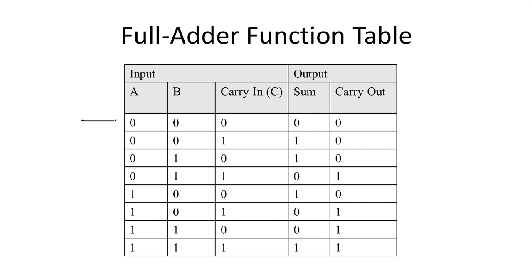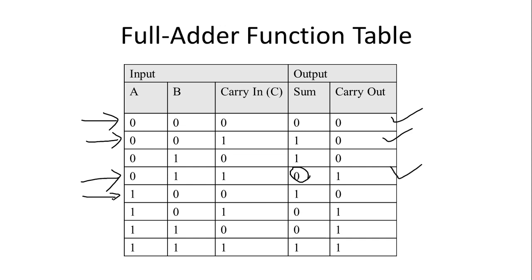In the first row, 0 plus 0 plus 0, the sum is 0 and carry is also 0. For the second row, 0 plus 0 plus 1, sum is 1 and carry is 0. So let's see, for this row, 0 plus 1 plus 1, it's 2. For this case, the binary representation of 2 is 1 0. So sum is 0 and carry is 1.